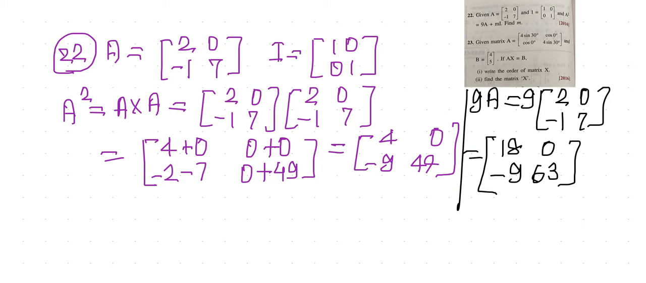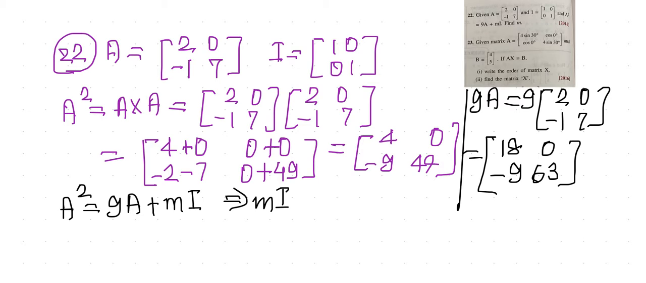So you have found out A square, you have found out 9A, and then what you will be doing, we will now be replacing it in the equation that has been there. So what is the equation? The equation is A square is equal to 9A plus mI. So this will imply what, children? This will imply mI will be equal to A square minus 9A.